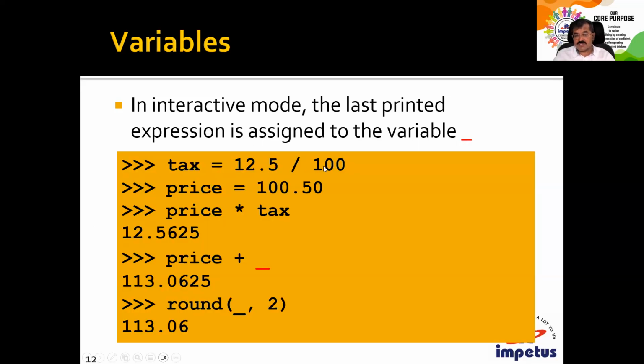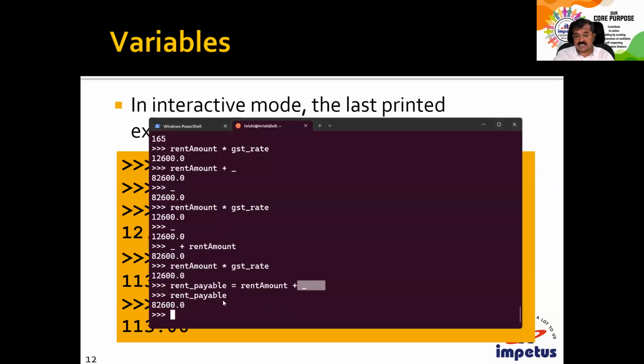The tax was 12.5 divided by 100. I say price is 100, then price into tax, that's a tax amount. So I say price plus underscore, that gives me the total amount payable. And sometimes if the precision is too high, we can round it up. Let's see, was the precision high in our case? No, that was not high in our case.